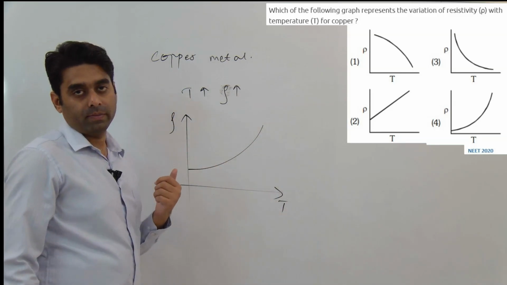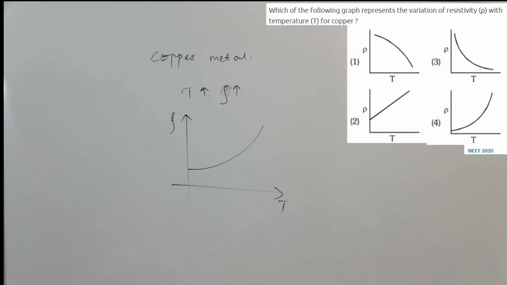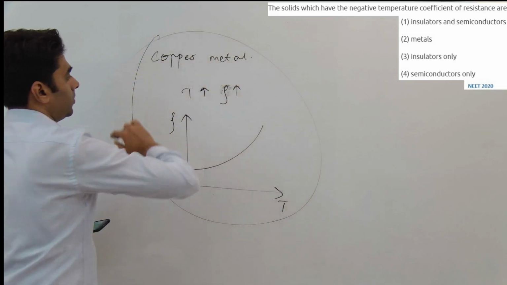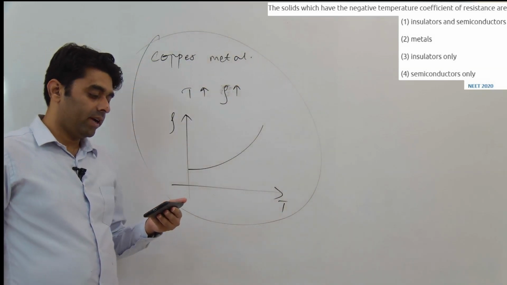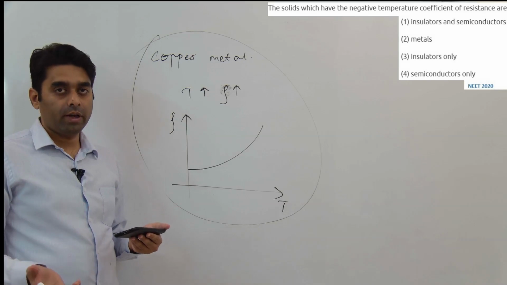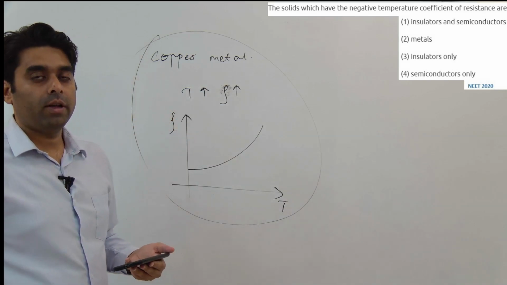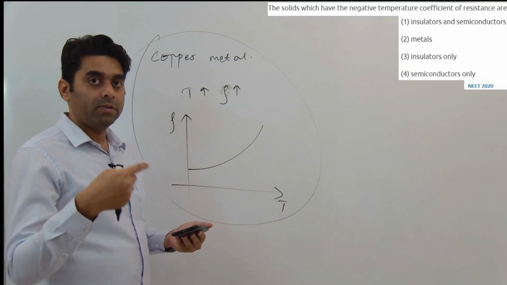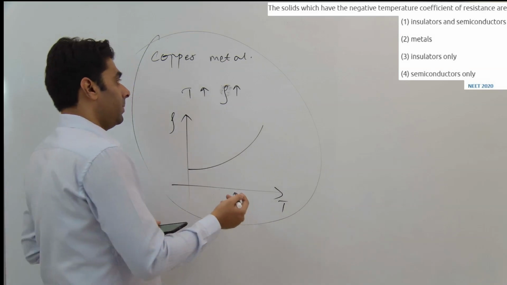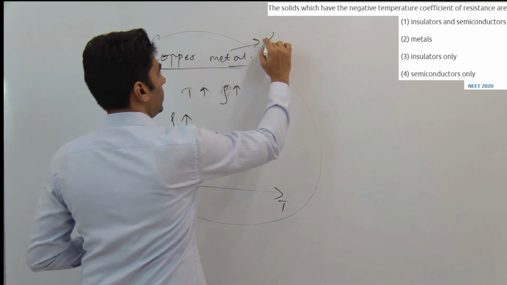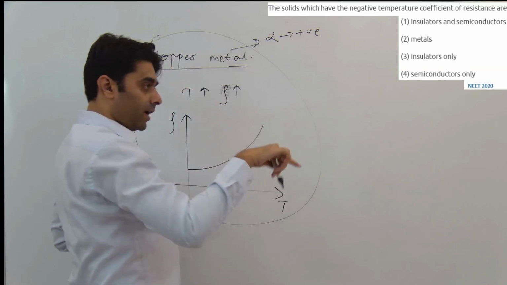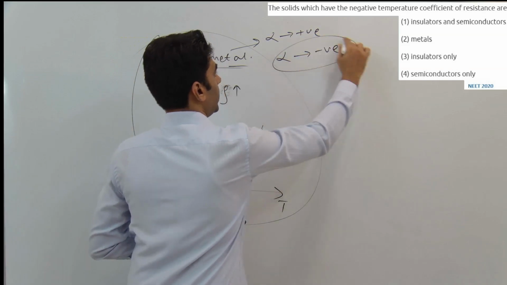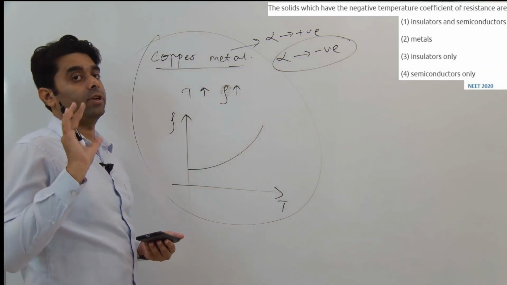Let's look at our next question, the last question. Which solids have a negative temperature coefficient of resistance? Again a theoretical question. We discussed in the starting also that metals have a positive temperature coefficient, that means alpha is positive, whereas for semiconductors and insulators alpha is negative. You should keep this in mind.